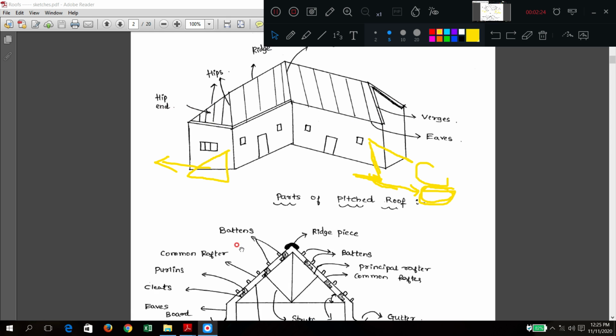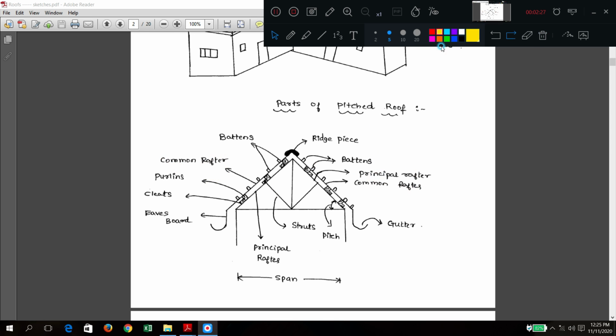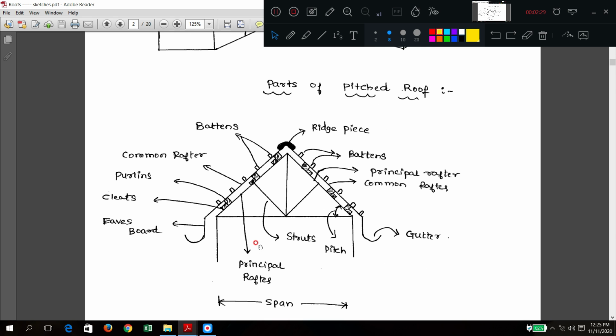This is a typical truss. I will make it enlarged. What are the different parts of the pitched roof truss? Let us concentrate on the innermost member. This is called the principal rafter. It goes from here to here, so that is why it is called a rafter, and it is also the main one, so it is called the principal rafter. I hope it is clear now.